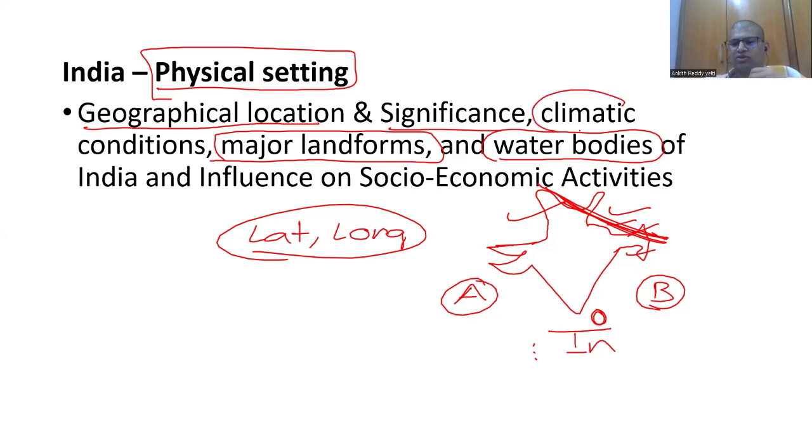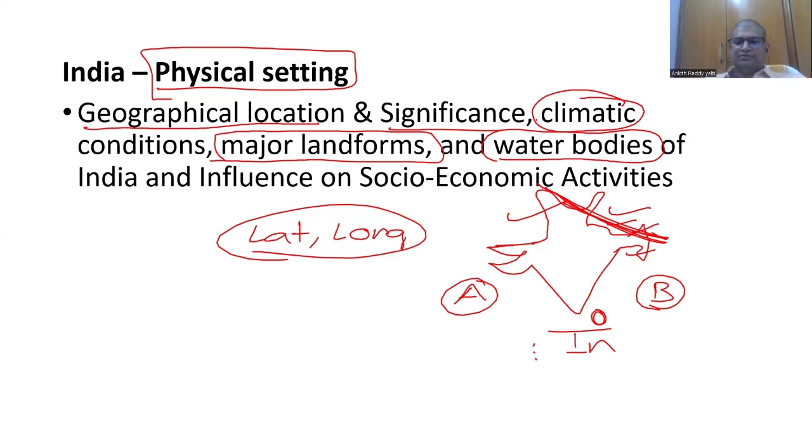You should also focus on the climatic conditions. Physical setting includes the overall geographical aspects of India, where we'll be focusing on the climate, major landforms, and water bodies from a bird's eye view. You also have to try to interlink the climatic conditions and socioeconomic activities: the physical factors like climate, landforms, and water bodies, and how they influence the economic activities in that particular region.